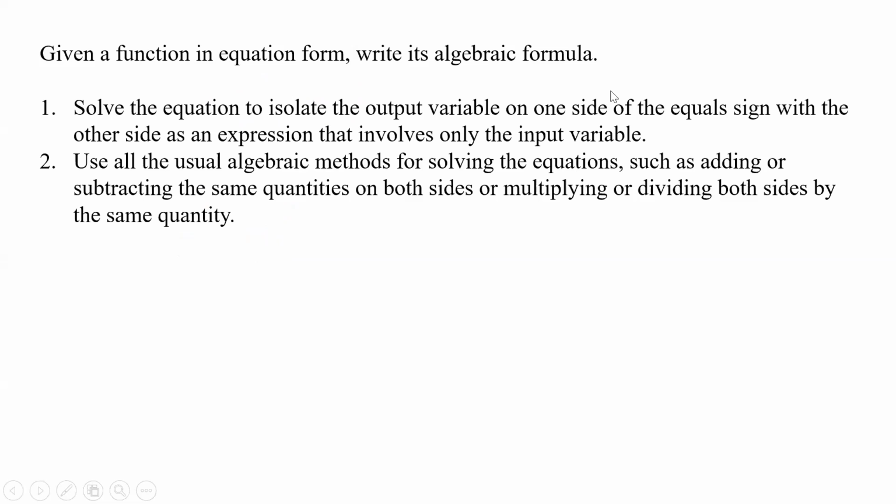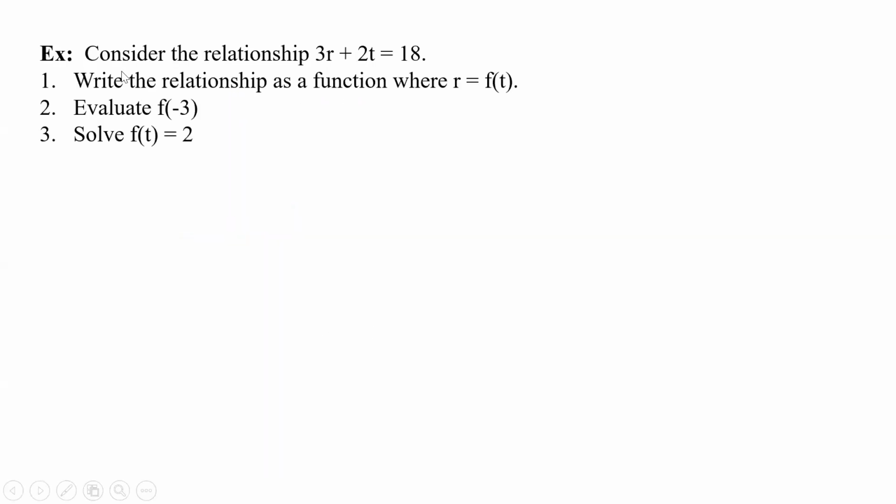All right, so if we're given a function in equation form, what we want to do is write it into an algebraic formula. So we have to solve the equation to isolate the output variable on one side of the equal sign, with the other side as an expression that involves the input variable. And then we use all the usual algebraic methods to do that. So we add or subtract the same thing on both sides, we multiply or divide the same things on both sides, and we get to the point where we get our actual values on the right side that they're supposed to be on.